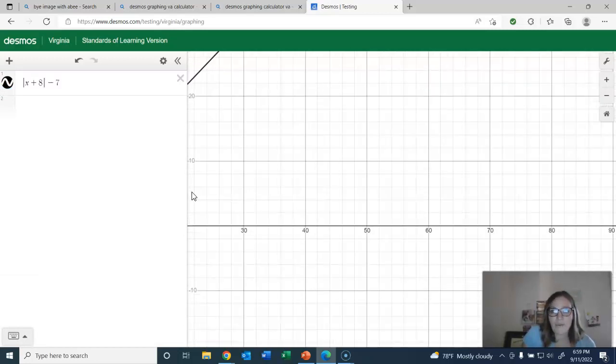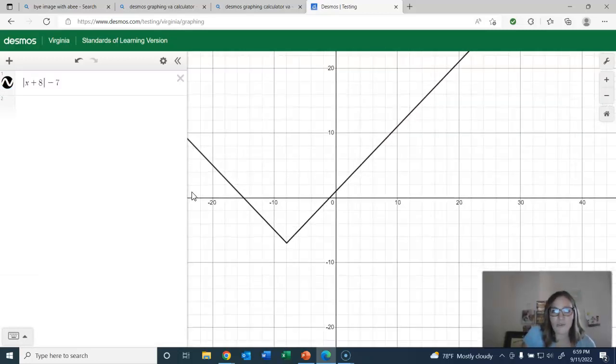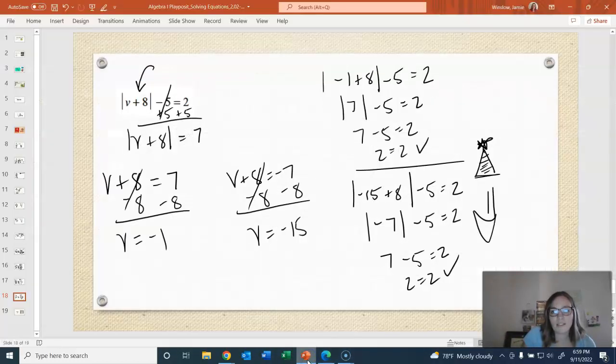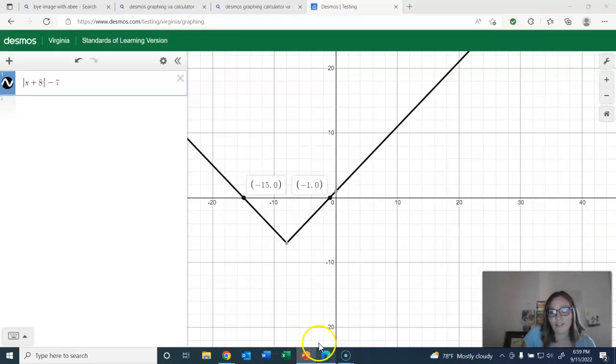And this is what an absolute value equation looks like. And the whole deal about having the two different answers is because it goes up into two different directions. That's the whole reason it does that. It behaves that way. It has a negative piece and a positive piece. And there's the solutions we found, right? Negative 15 and negative 1. There they are. It's where the line crosses the x-axis.